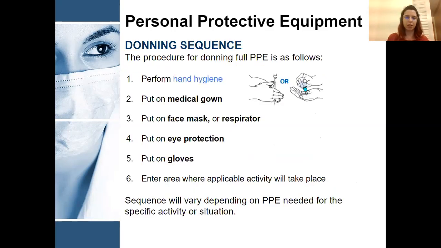So what is the donning sequence, the procedure for putting on personal protective equipment? First, you want to perform your hand hygiene, washing your hands or using hand sanitizer. You're going to put on the medical gown. Then you're going to put on the face mask or respirator, whichever is appropriate for the situation. You're going to put on your eye protection, which may be your face shield or goggles, depending on the situation. You're going to put on your gloves, and then you're going to enter the area where the applicable activity for the PPE needs will take place.